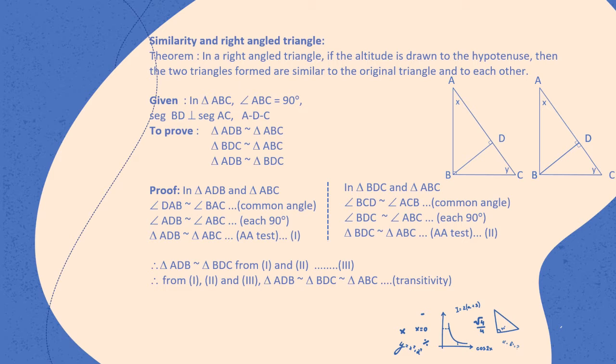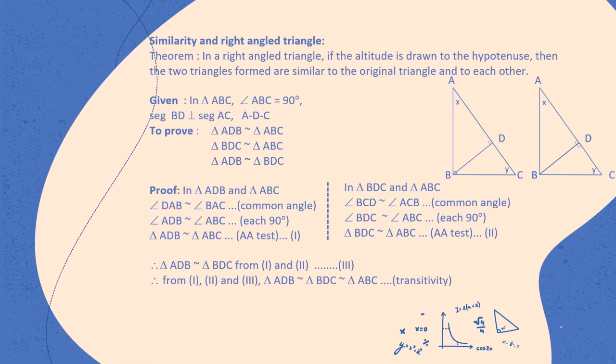Let's look at this similarity and the right angle triangle. Now here, look at this figure ABC. In a right angle triangle ABC, if the altitude is drawn, here the altitude we are referring to is BD. Now the BD is the altitude which makes a perpendicular to the hypotenuse AC at D. There are two triangles which get formed, which is the triangle ABD and the triangle DBC.